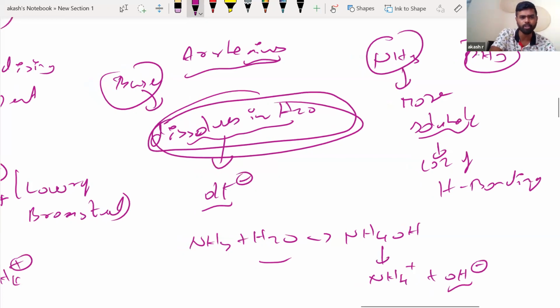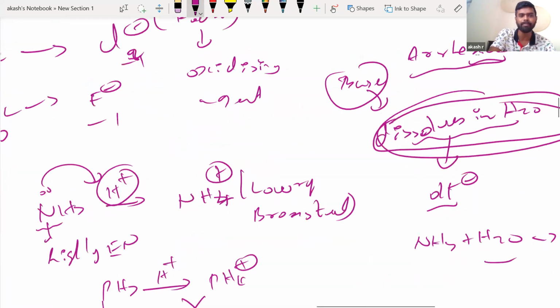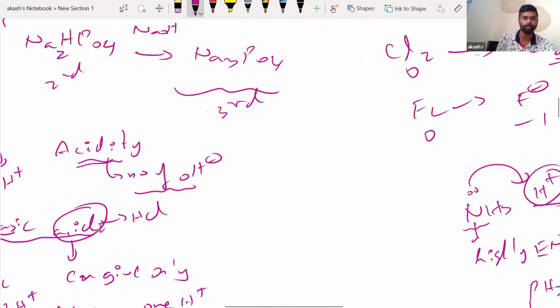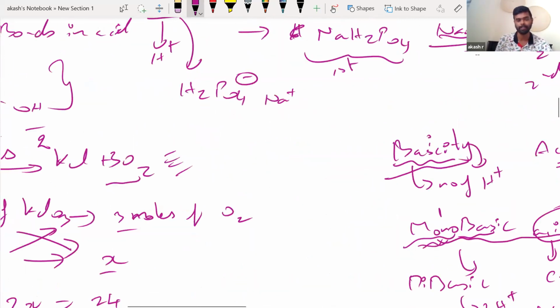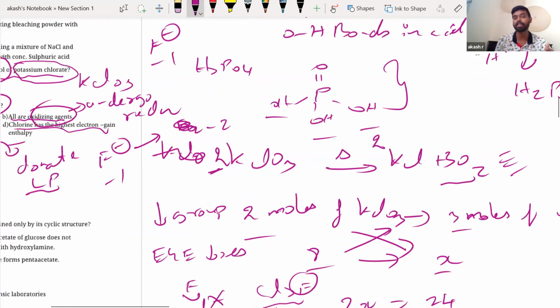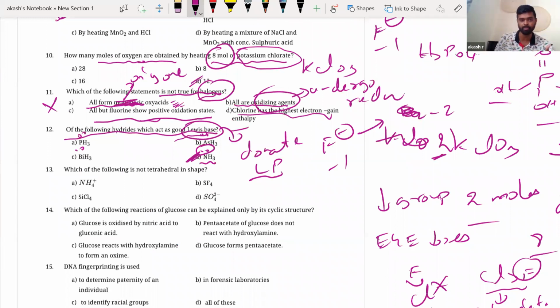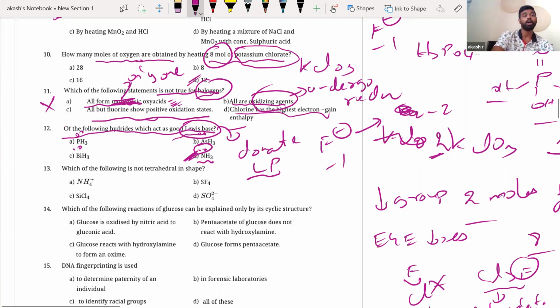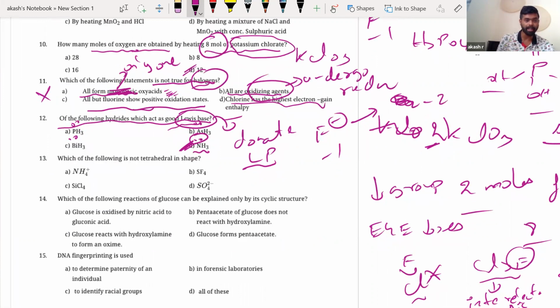Okay, so either way you speak, NH3 will be a stronger base compared to all these things. NH3 is more soluble in water because of hydrogen bonding, and so it can easily give me OH minus. Very simple. Okay, next, which of the following is not tetrahedral in shape?